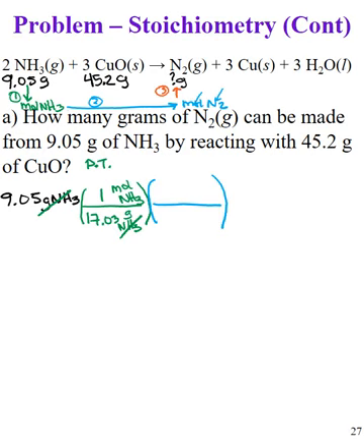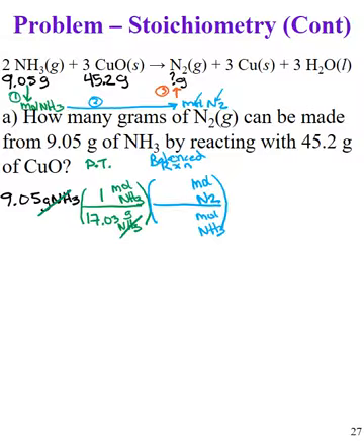Now let's do the second step. What unit will go on bottom? Moles of NH3. What unit will go up on top? Moles of N2. Where do I find this relationship? By the balanced reaction.